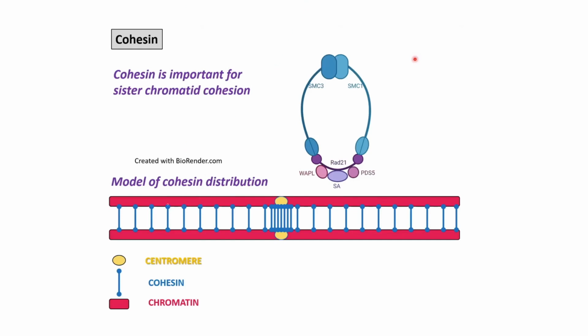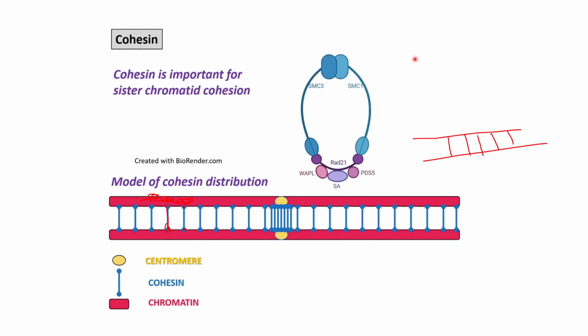Apart from this, condensin helps in packing the DNA within one sister chromatid. It helps you to pack the DNA with each other. Another protein is cohesin, which helps in the binding of the two sister chromatids. So this is one chromatid, this is the other chromatid, and cohesin helps in binding between the two.